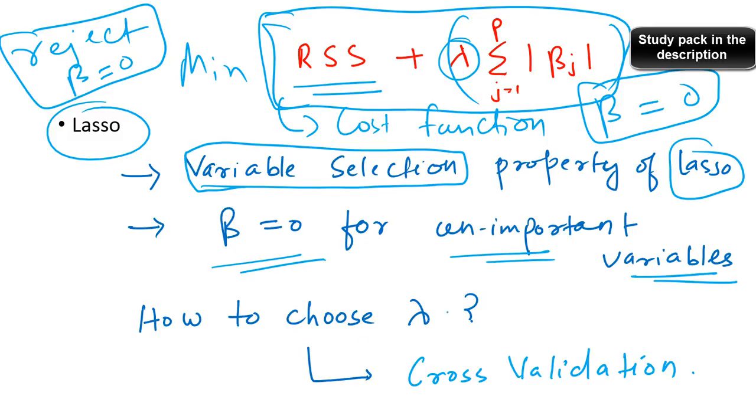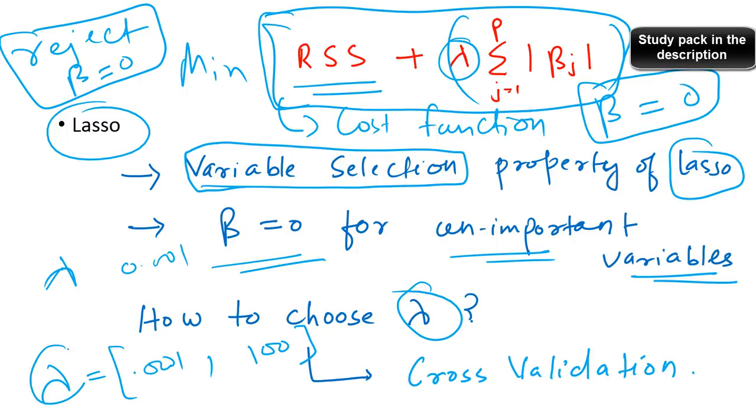Now, an important thing to remember is choosing the tuning parameter. The tuning parameter is something that helps you in the estimation process, and you can have a large set of tuning parameters. What you usually do while building the model is choose a grid. Let's say your lambda lies between 0.001 and, let's say, 100. For every interval of 0.001, you choose a lambda value.